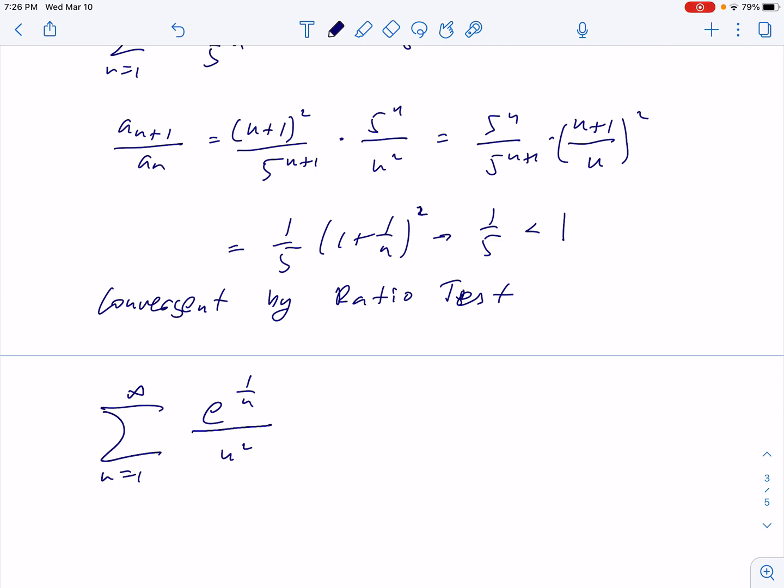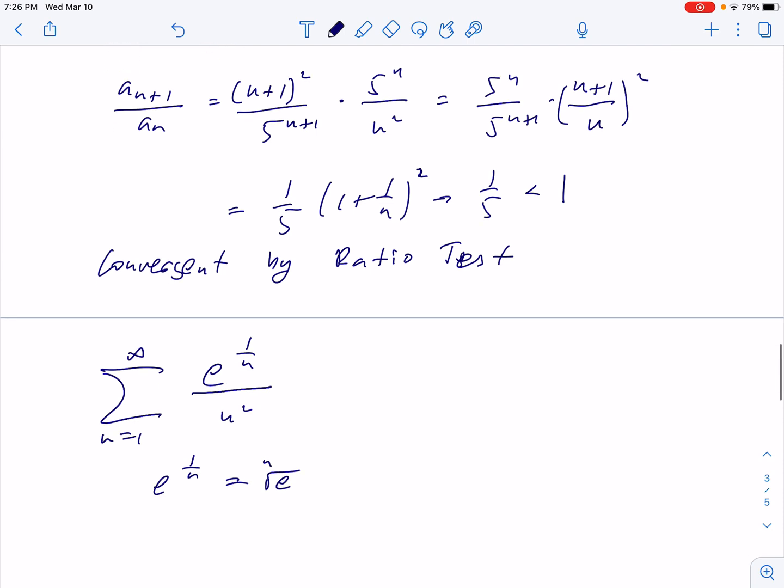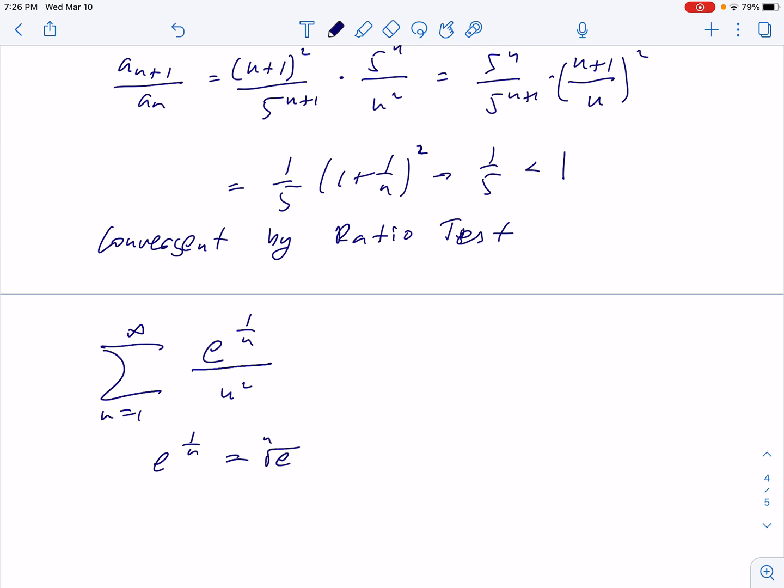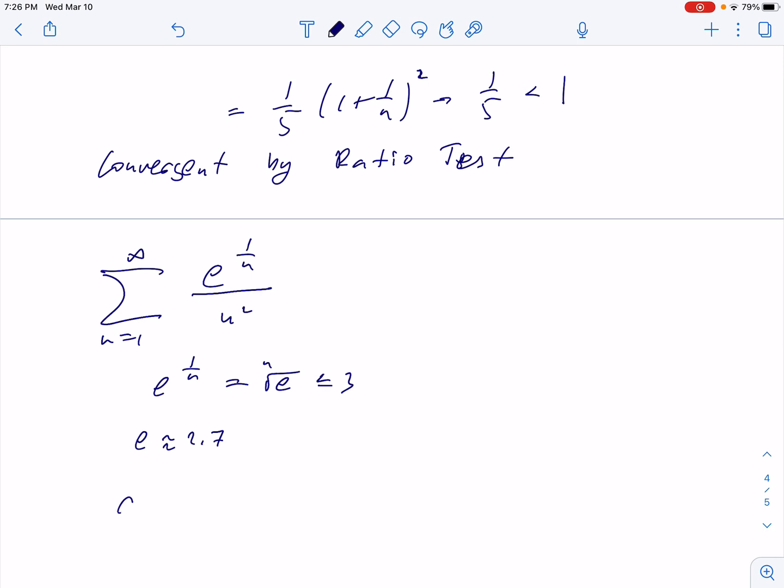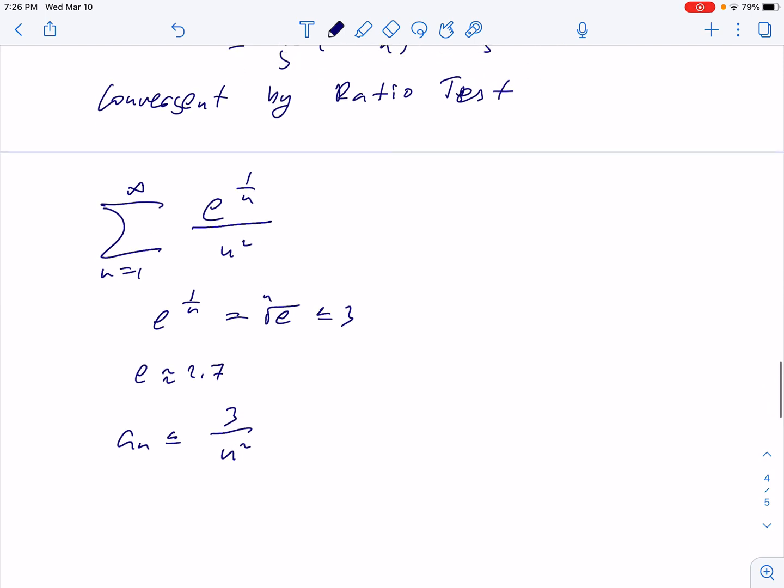If we look more carefully at the general term, what is this exponential 1/n power? That's nth root of e. E is always a number which is approximately 2.7. If you take nth roots, it gets smaller. Anyway, this will be less or equal than 3. So the general term here is less or equal 3 over n squared. And this is general term of a convergent series.